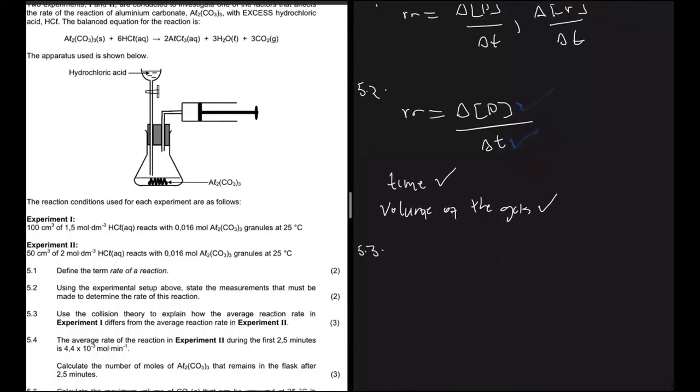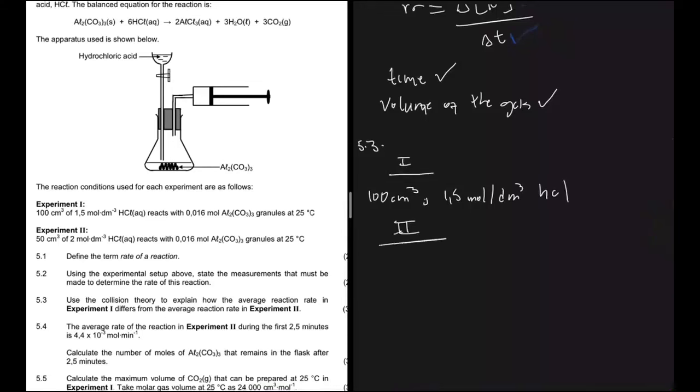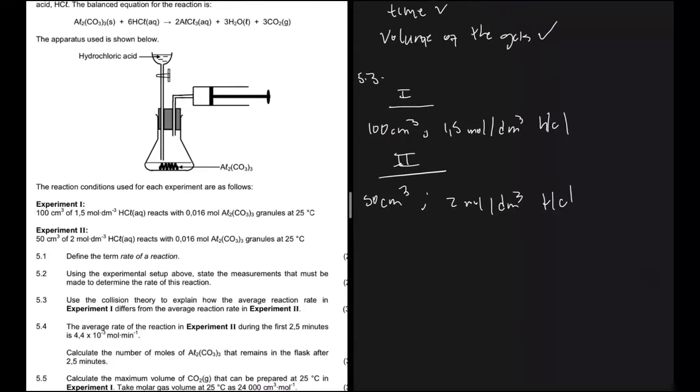5.3 says, use the collision theory to explain how the average reaction rate in experiment 1 differs from the average rate in experiment 2. So if you pay attention here, in experiment 1 they use a volume of 100 centimeter cube of 1.5 mole per decimeter cube of HCl, and then for experiment 2 they use 50 centimeter cube, and the concentration is 2 moles per decimeter cube of HCl. So the question is saying, let's use the collision theory to explain how the average reaction rate in experiment 1 differs from the average reaction rate in experiment 2.